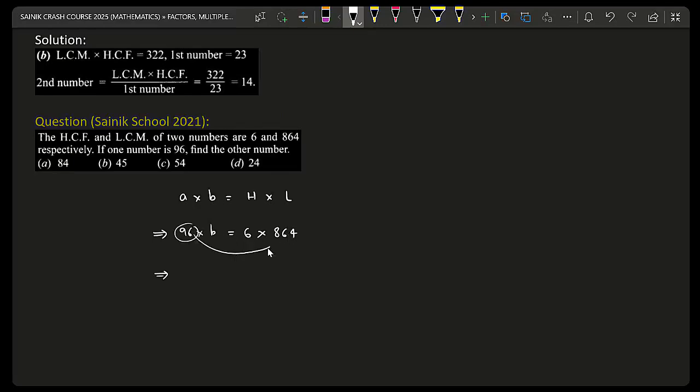First, you take 96 to the other side. When 96 is transposed to the right side, multiplication will become division. Very good. So we got B is equal to 6 into 864 divided by 96. Now we can do cuttings. 6 and 96, we can do cuttings by any number. Both of them are divisible by 2. You take the smaller number first. Slowly you can divide by bigger numbers. Both are divisible by which number?